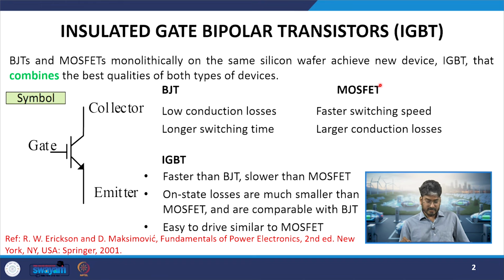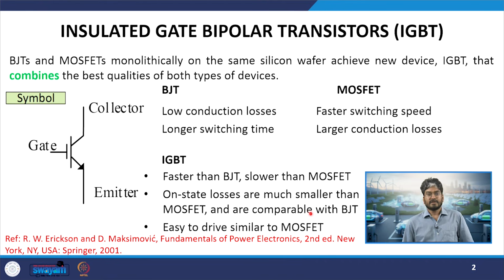So in IGBTs, what are the properties it offers? IGBTs are faster than the BJT when switching performance is compared. When we compare the losses, it will have less loss compared to the MOSFET. So it combines the benefits of MOSFET and BJT, and its performance lies in between both of them. It is easy to drive because it does not require any gate current, as it is insulated. We will see that in the next slide.